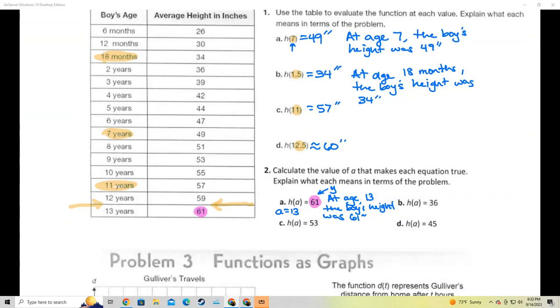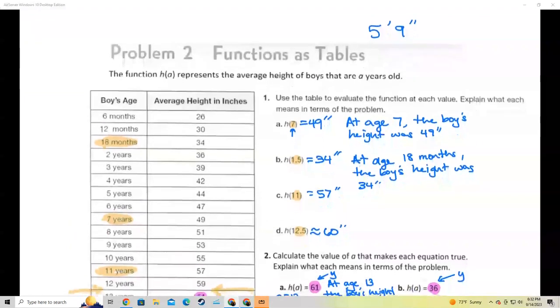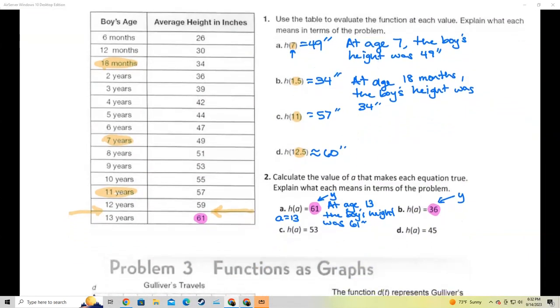For the next one, it's 36. And again, that's on the outside. That makes this a y value. I say y value, but it looks like they're using h instead of y. Same difference though. You just need to know, oh, it's an output. It's what's popping out. Okay. And for 36, let me go ahead and highlight the 36. 36 inches is right here. What does that match up with? Well, in this case, it matches up with them being 2 years old. So their a value must have been 2.